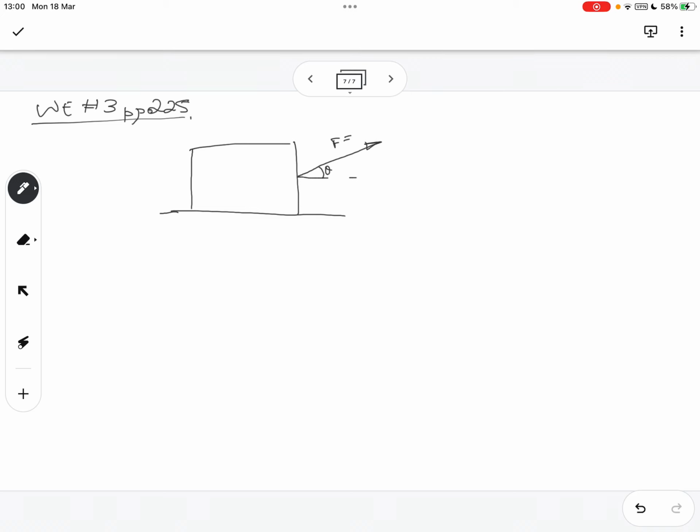Right? The force is 20 Newton and the theta is 60 degrees. Not Celsius, just 60 degrees.